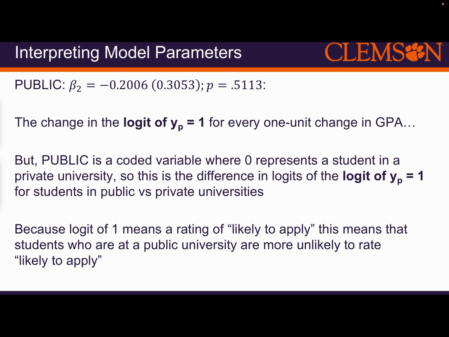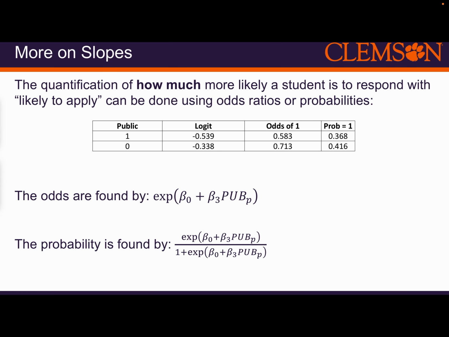Now, we could also look at the public value here. This is whether or not a person goes to a public university. This is not significantly different from 0. This basically means that there's no difference in likeliness to apply.